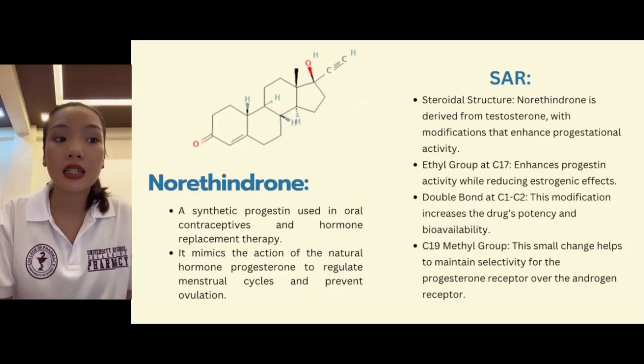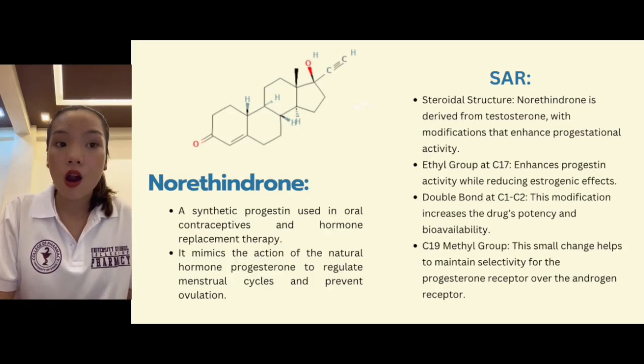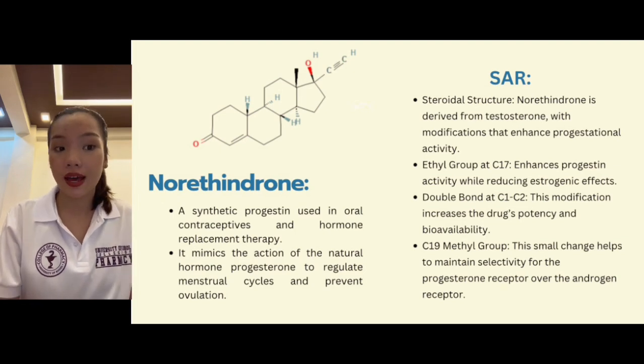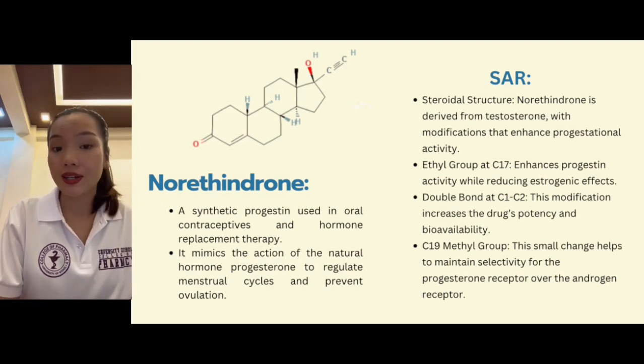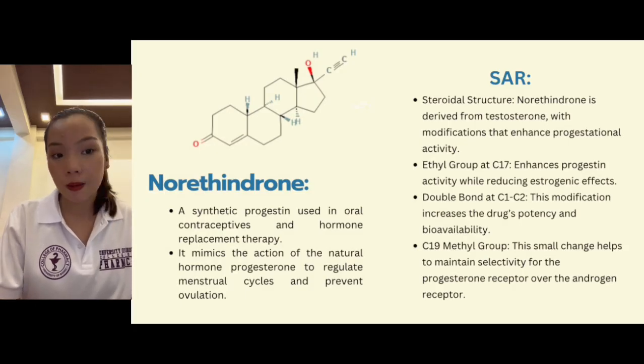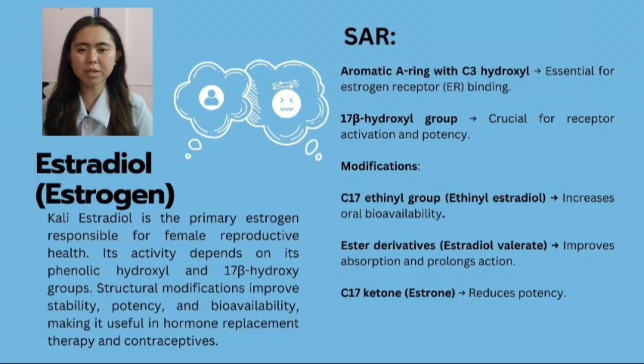Additionally, the C19 methyl group plays a vital role in maintaining selectivity for the progesterone receptor while reducing unwanted androgenic effects. These structural characteristics contribute to norethindrone's efficacy as an oral contraceptive and hormone therapy agent. Good day, everyone. Today I will be discussing the structure-activity relationship or SAR of two important steroid hormones, estradiol, an estrogen, and aldosterone, a mineralocorticoid.